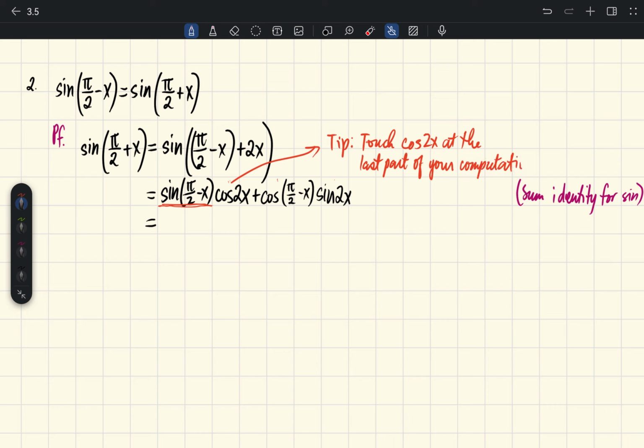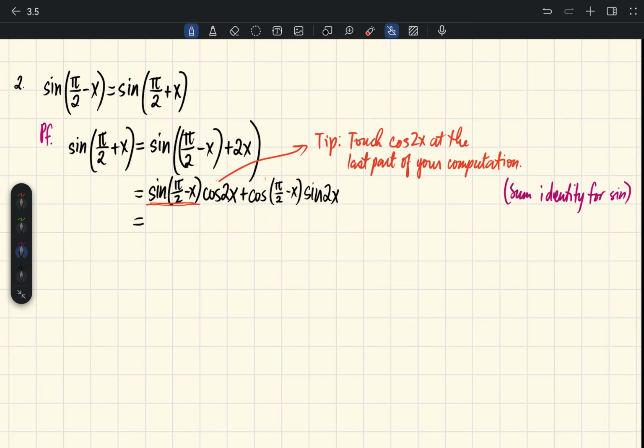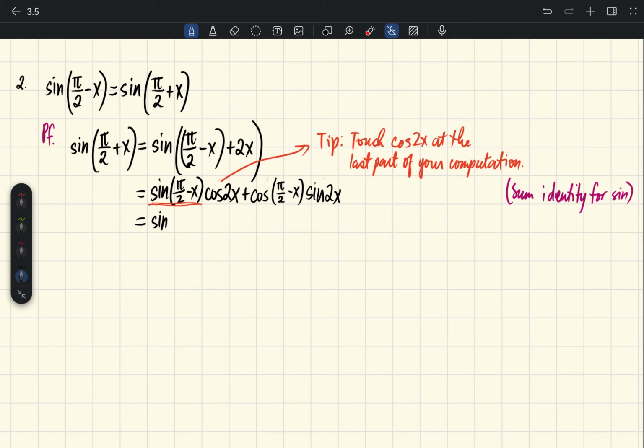Since once you're close to the end of your computation, you'll already have an idea on what form of cosine 2x you want to use. Instead, we'll play with the other two terms right here since they only have one form. So first, let me rewrite this.